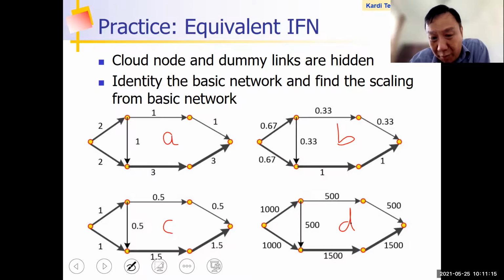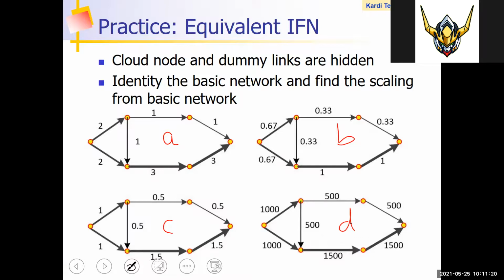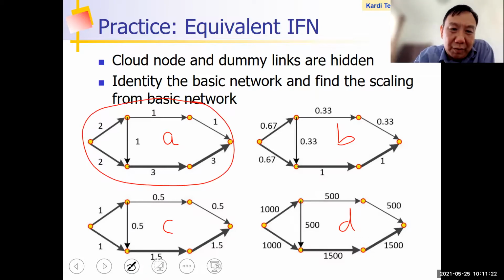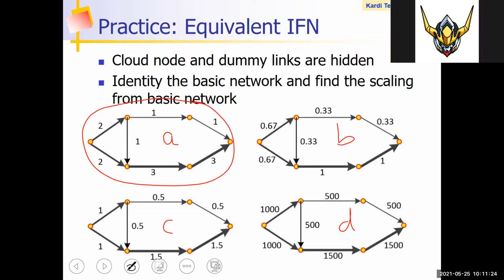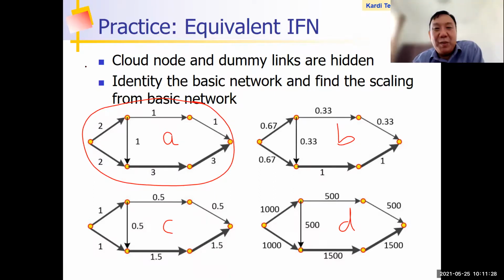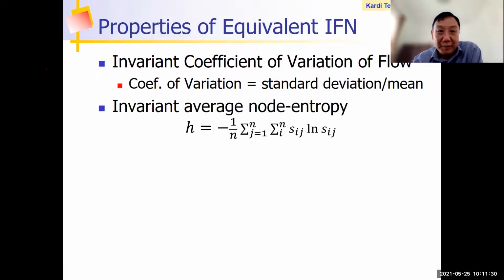Which one is the minimum, A or D? A, the lowest one. Correct. So this one is the basic network. Okay. Clear? Okay, very good.